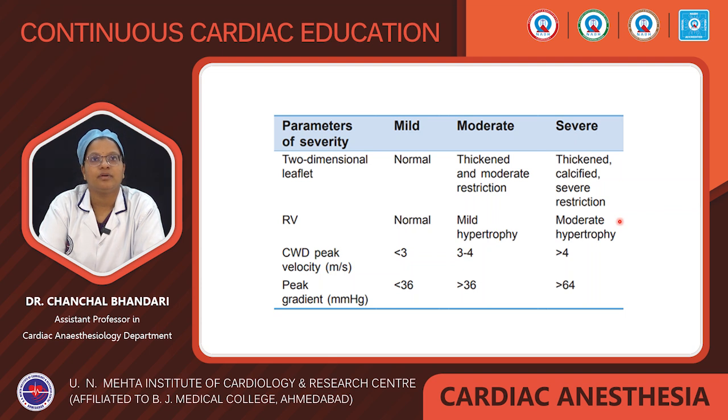And from the dagger-shaped envelope we calculate the peak gradient. So this is important in pulmonary stenosis. When your peak gradient is less than 36 mm of Hg, it is mild pulmonary stenosis. When it is 36 to 64, it is moderate. And above 64 mm of Hg is considered severe pulmonary stenosis.